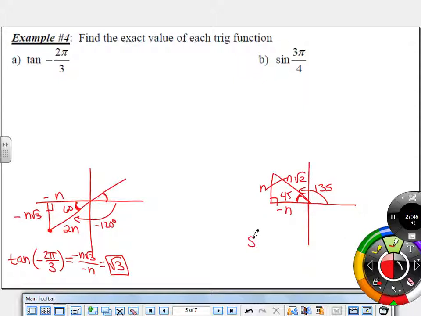Okay, so my pattern there. And I only have to find the sine of 3 pi over 4. So I'm just looking at the y over r, or the opposite over hypotenuse. So 1 over root 2, but if you rationalize your denominators, you get root 2 over 2.